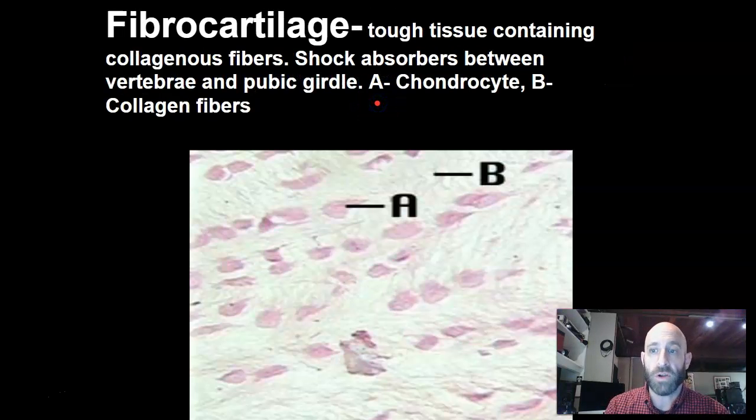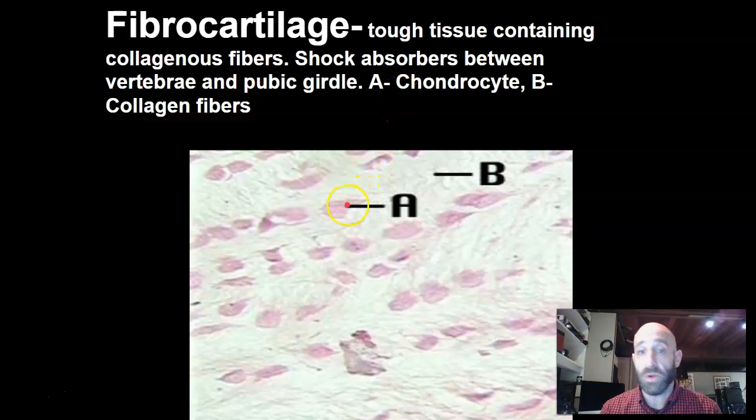The next type of cartilage is called fibrocartilage. Anytime you see fibro or fibrous, that means it's tough. So this is a tougher version of cartilage. And this is a very tough tissue made up of a tougher collagen. And so what are the cells? It's going to be chondrocytes again, because anything that's cartilage is going to be a chondrocyte.